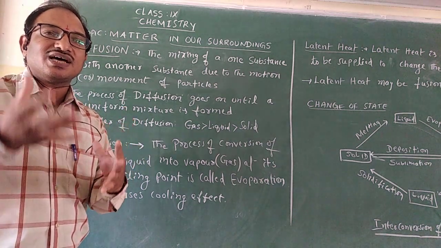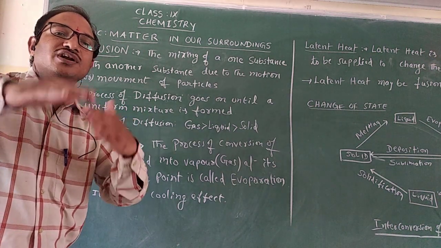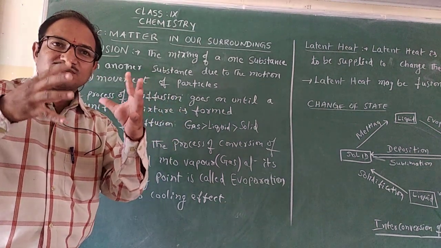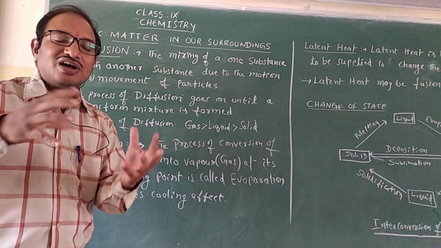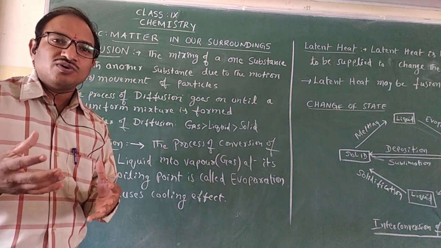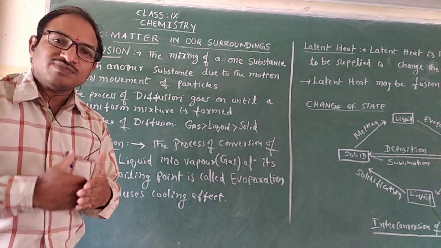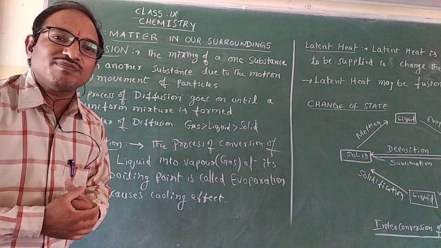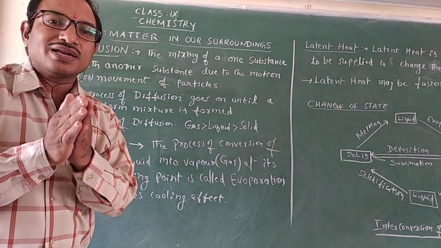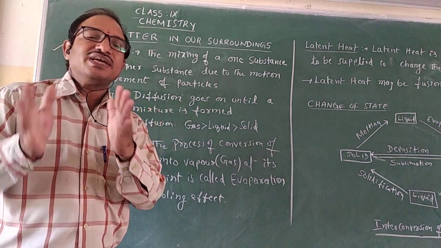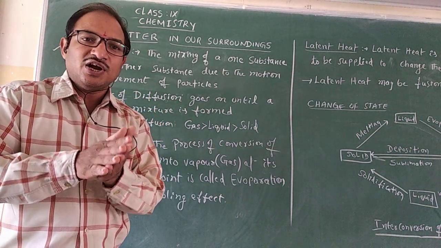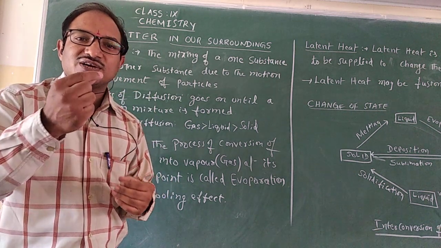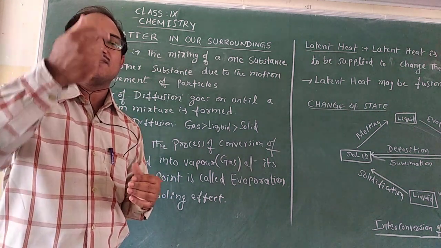Mixing of the particles on their own. That is because of the motion or movement of the particles. You know, the gas molecules are always moving randomly in all directions. So diffusion takes place because of the motion of the particles. Important, very simple concept. Diffusion means mixing of the particles due to the motion or movement of the particles. This is a good example; you can understand that diffusion is taking place.